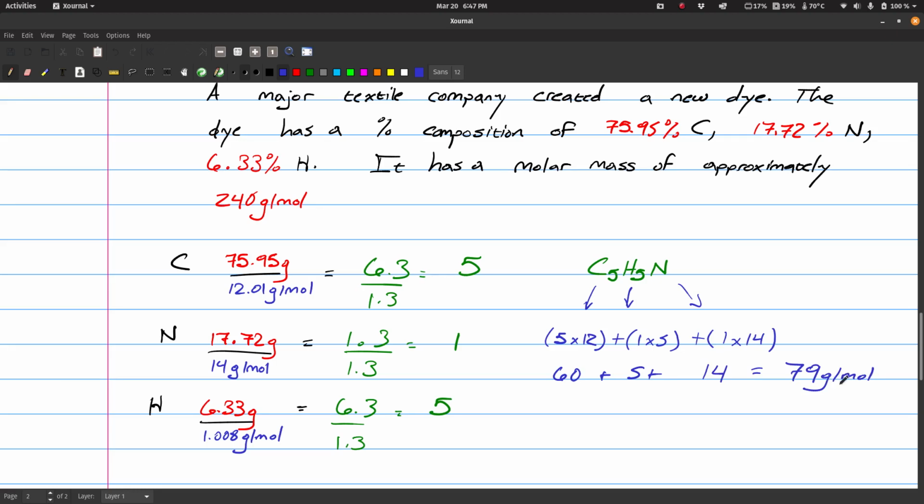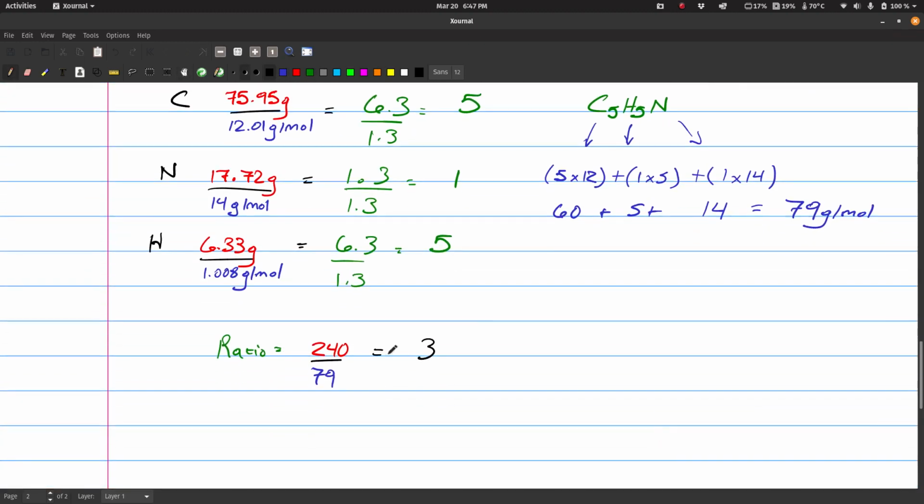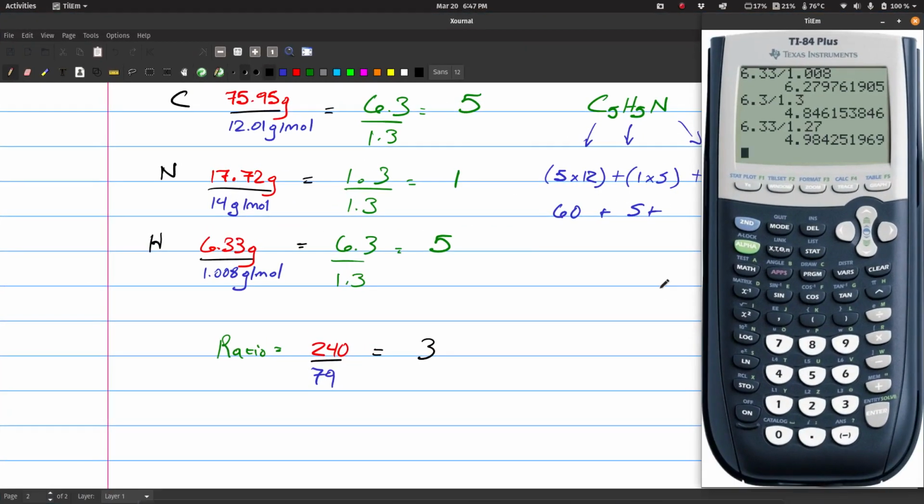All right, so now that we have an empirical formula and our empirical mass, we also have our molar mass. So let's find out what the ratio is for this. So we have ratio equals 240 divided by 79. That's going to be very close to 3. We're just going to round it to 3. If you want to see it in the calculator, it's 3.03. We're just going to round it to 3.